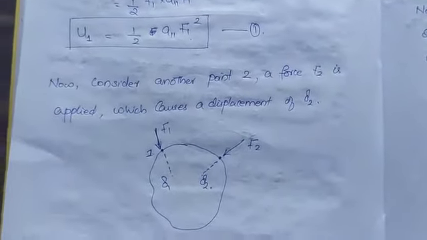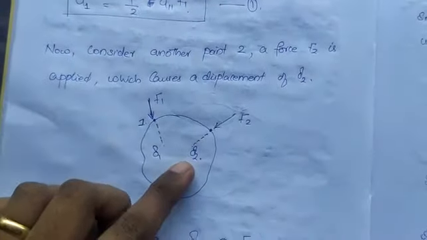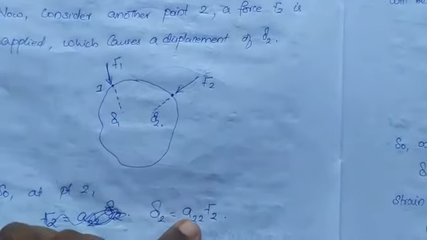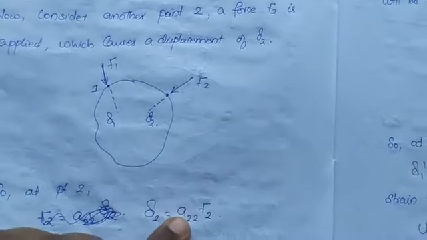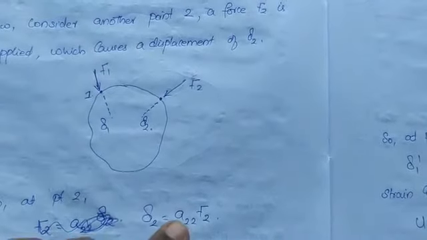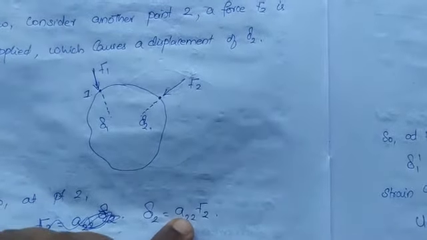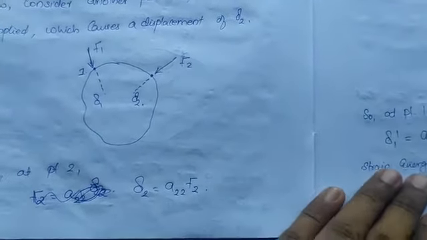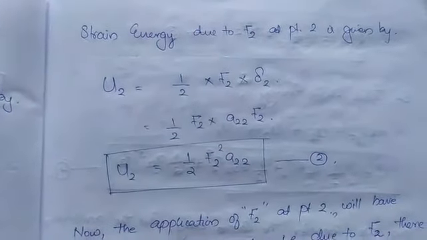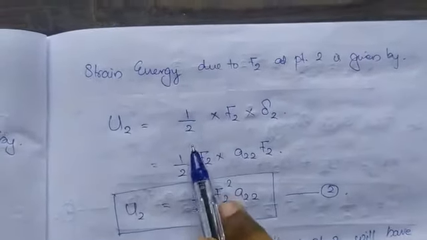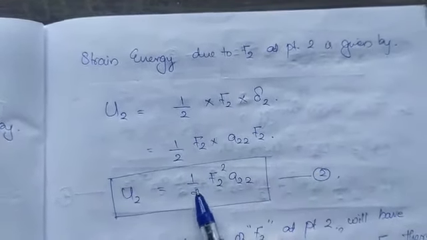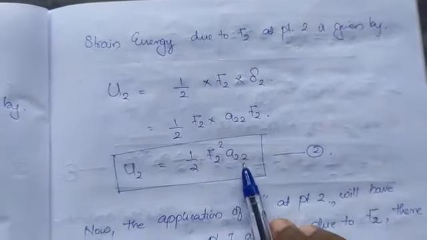That makes a displacement delta 2. At point 2 there is a displacement delta 2 which is equal to A22 F2. A22 means the influence coefficient which is the displacement at point 2 due to the force F2. So this gives A22 F2, right? Clear? Then the strain energy at that point, U2, is equal to 1 by 2 into F2 into delta 2. Delta 2 will be A22 F2, so U2 becomes 1 by 2 F2 square A22.